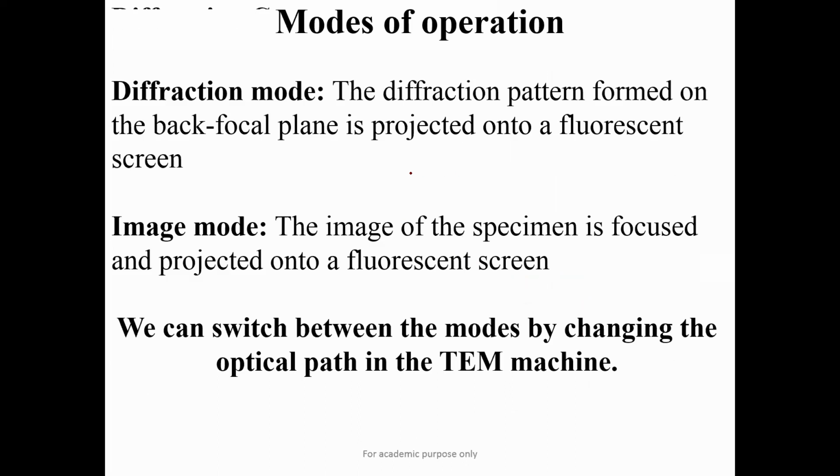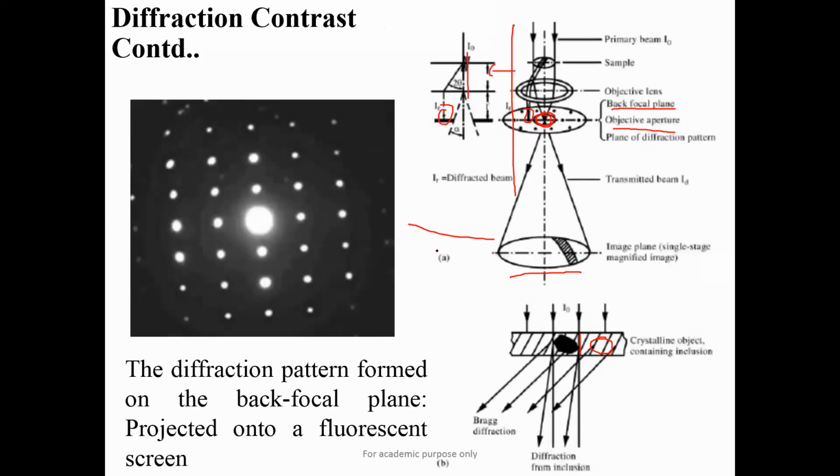The first one is diffraction mode. This has information about the structural properties of the material. Whatever diffraction pattern is formed on the back focal plane is projected on the fluorescent screen. In image mode, the image of the specimen is focused on the fluorescent screen. So you have an image plane like here. If you focus this on the fluorescent screen, you will get an image of the object. But if you focus what is in the back focal plane, you will get a SAD pattern like this.